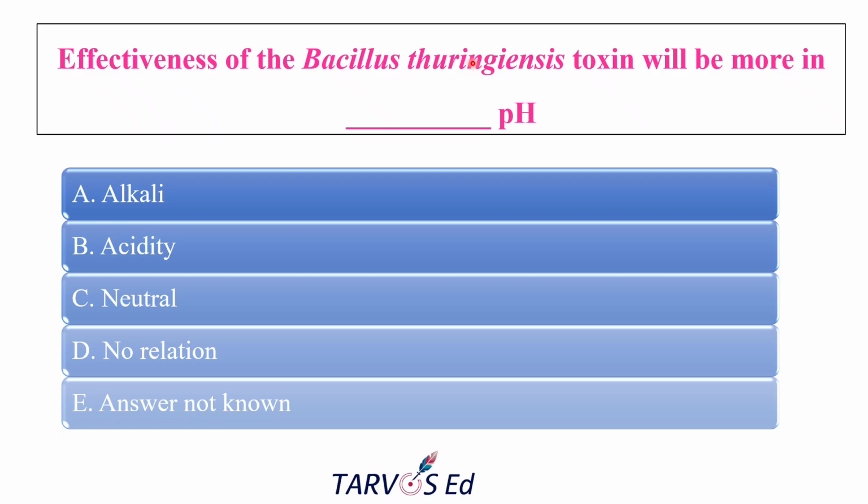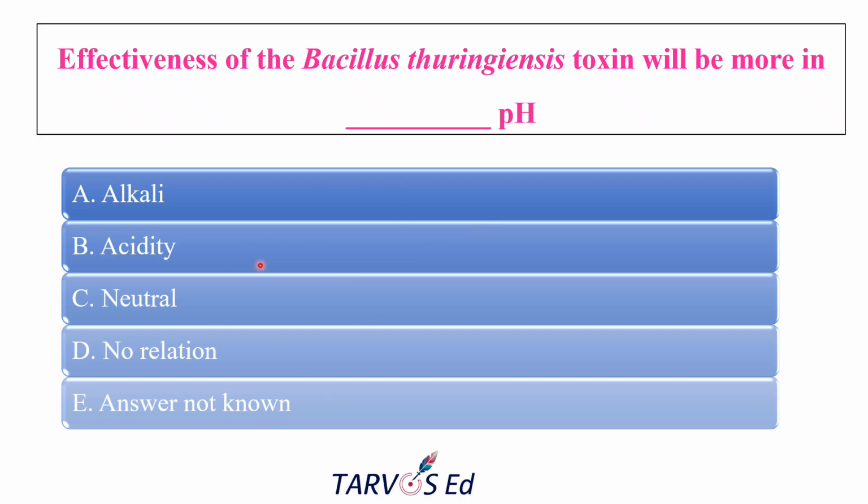But when they are ingested by the insects, this particular protein will be in the proactive stage, which is nothing but the inactive stage. But the effectiveness only depends on what happens inside the insect gut. What pH will help to make the inactive protein into active protein? Okay. So the options given for this are alkali, acidity, neutral, no relation.